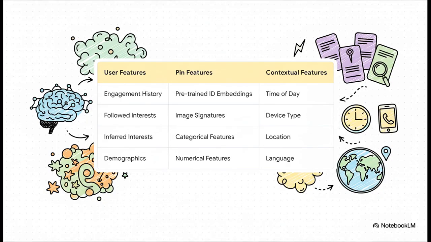It falls into 3 buckets. We've got user features, your click history, what topics you follow, that kind of thing. Then we have pin features, everything about the pin itself, like its image, text, and category. And finally, we have contextual features, the right now data, like where you are, what time it is, and what device you're on. These are the raw ingredients our model is going to cook with.